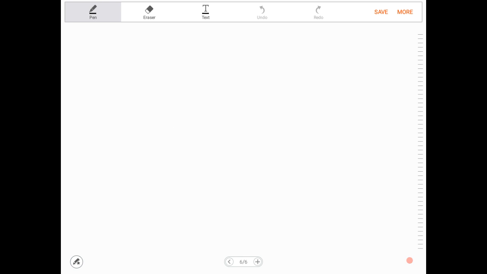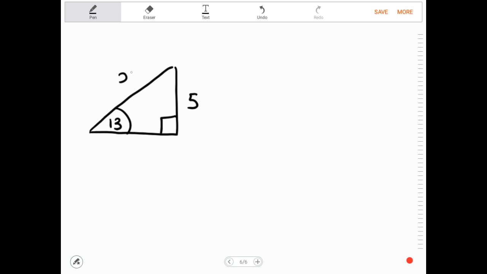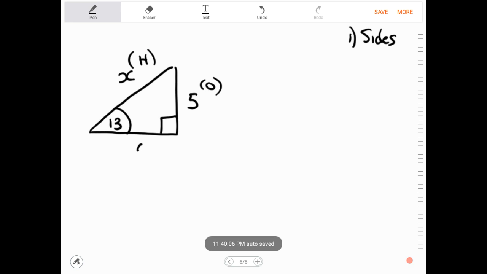I'll do one more example for you. Okay, we'll put this as 13. We'll make this one 5, and we want to know that. So number 1 is your sides. Always name your sides. This is your hypotenuse. This is your opposite. This is your adjacent.